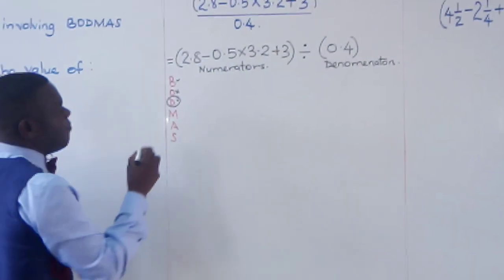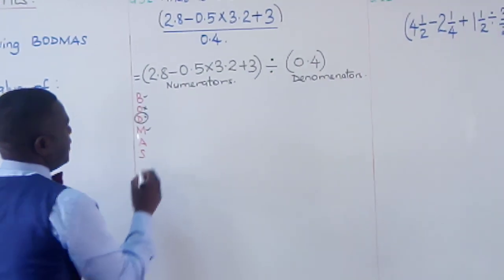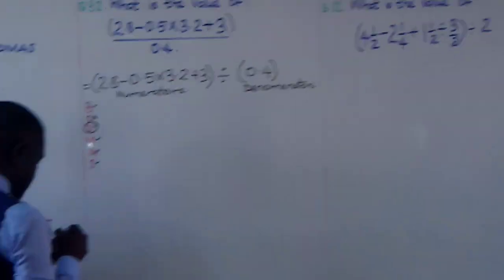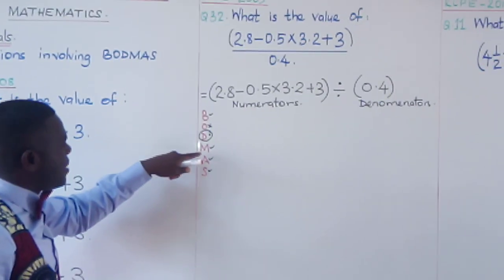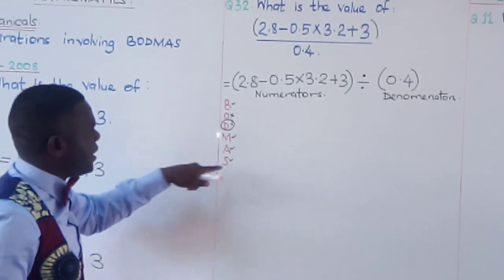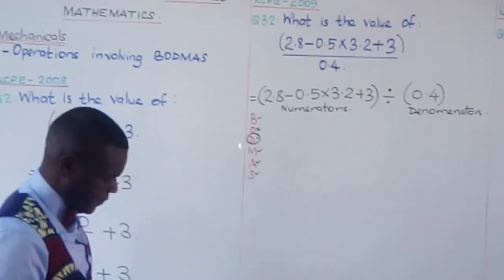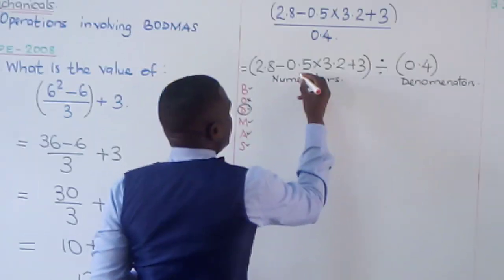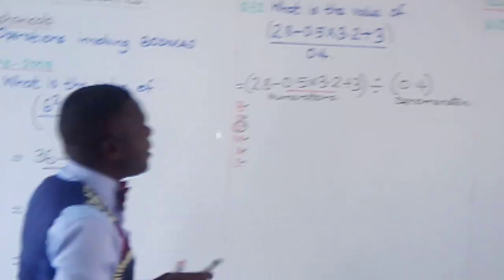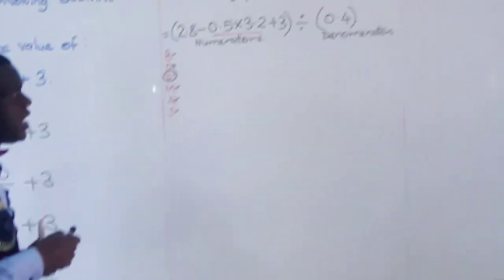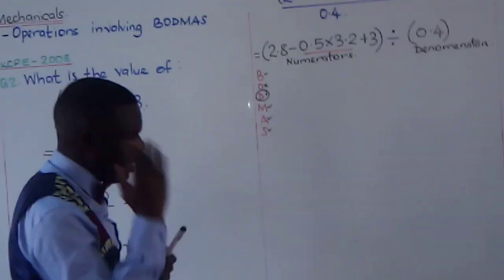Then we have multiplication in the bracket, and then we have addition and subtraction. Let's go on. Yes, so here in the bracket we have multiplication, addition, and subtraction. And we will start with multiplication. The numbers that are multiplying one another are these ones: 0.5 multiplied by 3.2.